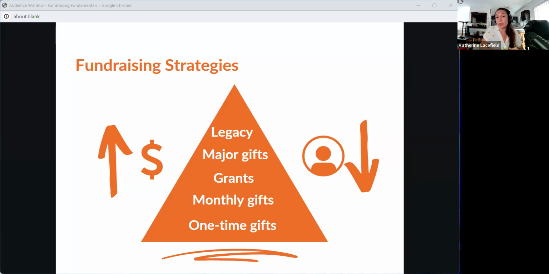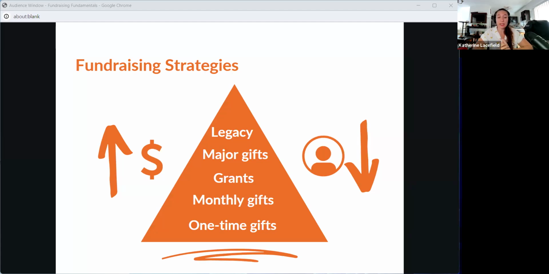As you see with the arrows, the more you go up in the pyramid, the higher the amount of the donation. But as you go up, there are fewer and fewer people. Of course, there are fewer people that are going to give you a legacy gift than people that are just giving you $20 for a raffle of some sort. So let's just quickly go over them.